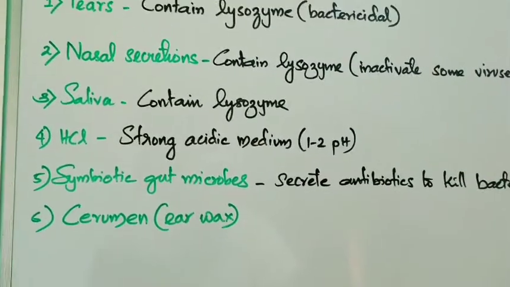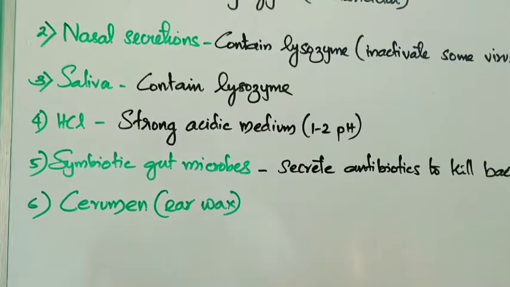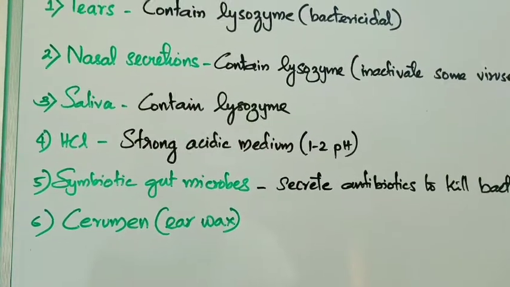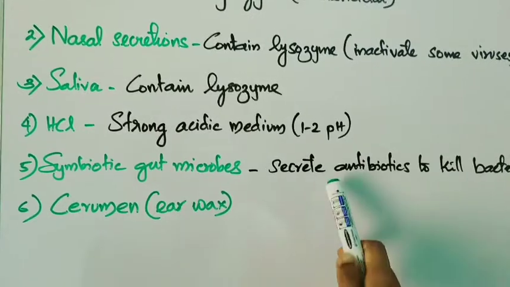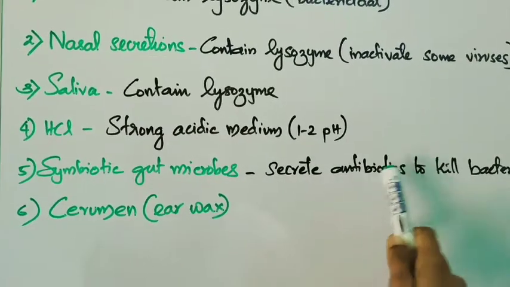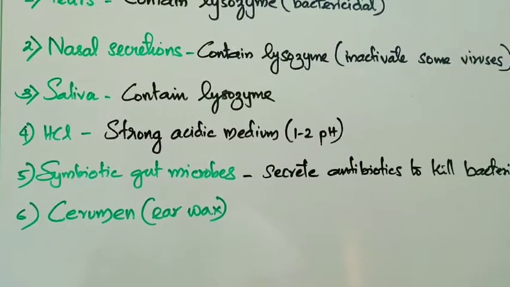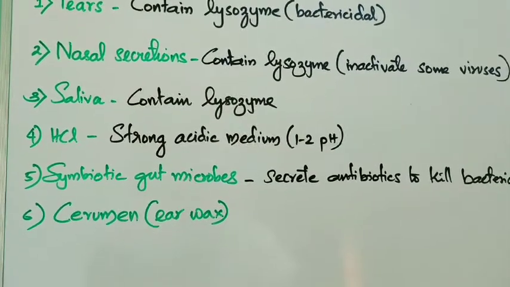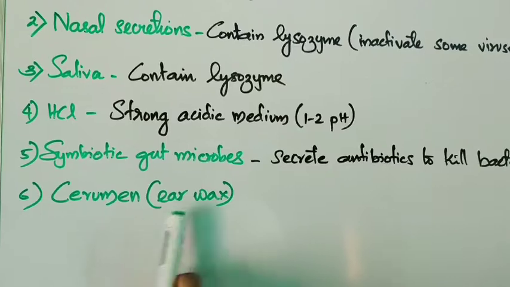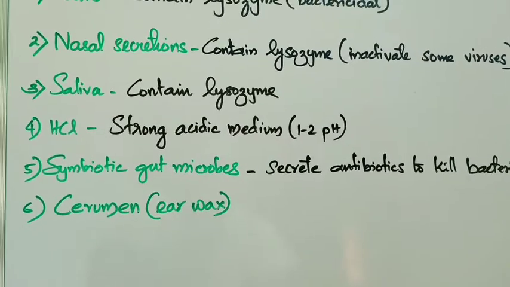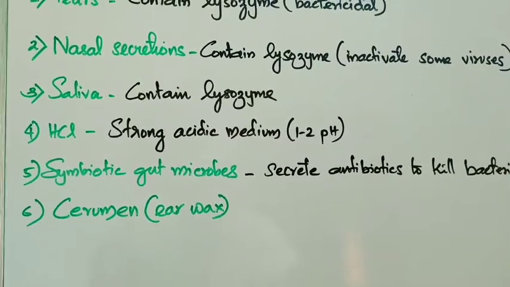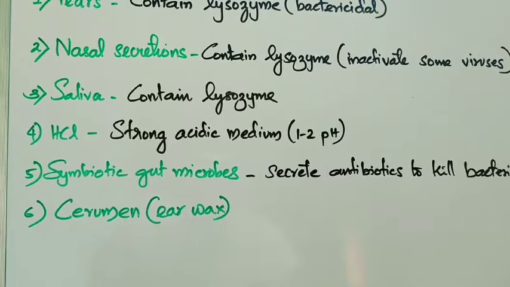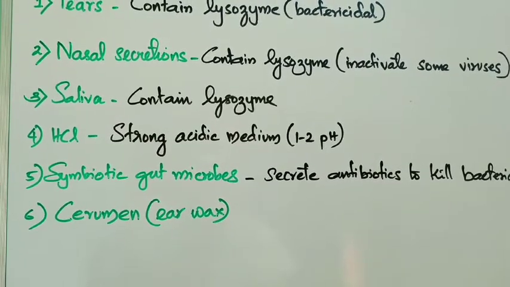Now in our gut there are certain symbiotic, friendly microbes. They produce certain antibiotics, and these antibiotics are helpful in killing the bacteria in our gut. Friendly or symbiotic gut microbes. Now cerumen is nothing but earwax in our auditory canal. It also prevents the entry of any kind of insects, trapping them and killing them.